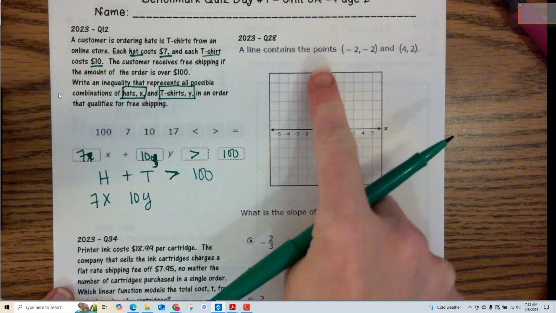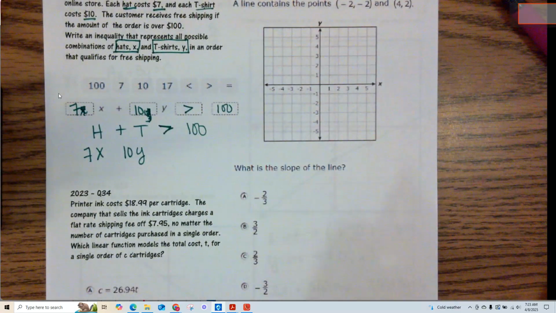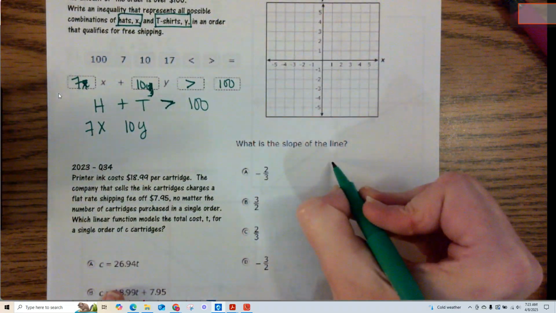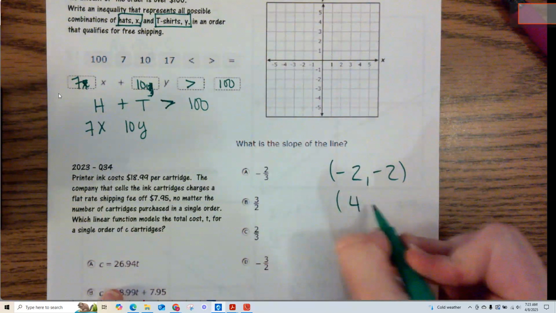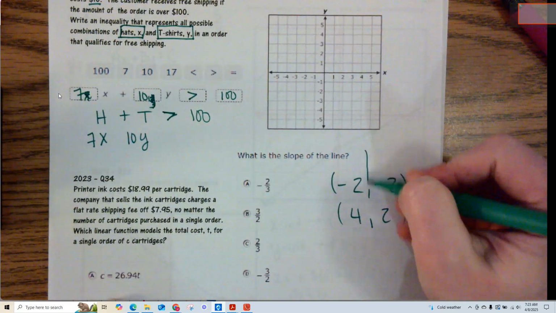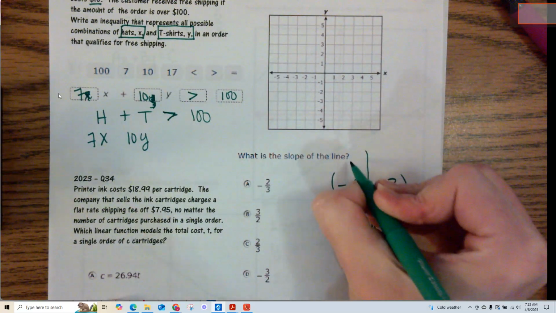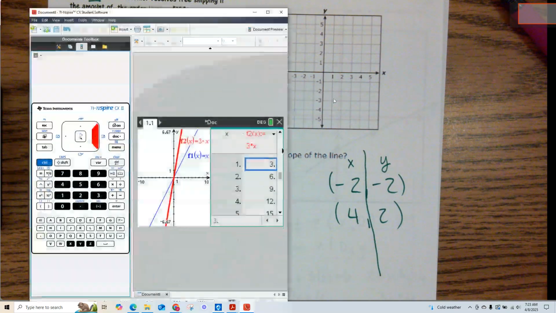All right, 28. A line contains the points -2, -2, and 4, 2. What's the slope? Take your ordered pairs. Stack them up. Okay, take your ordered pairs, stack them up. Draw a line through the commas. The left side is X. The right side is Y. And we're going to do linear regression on this.